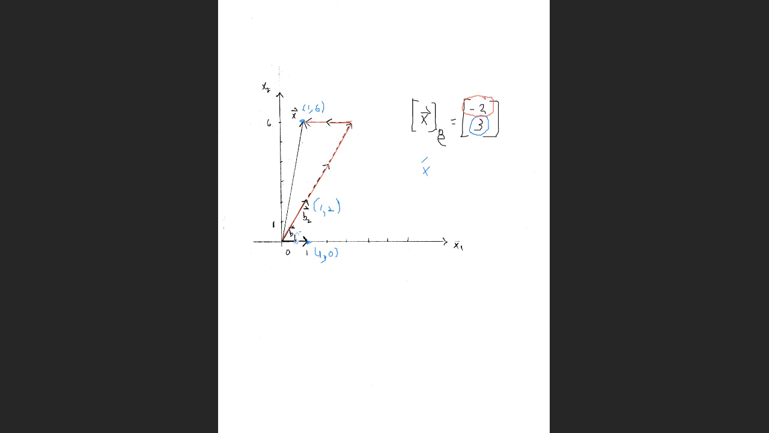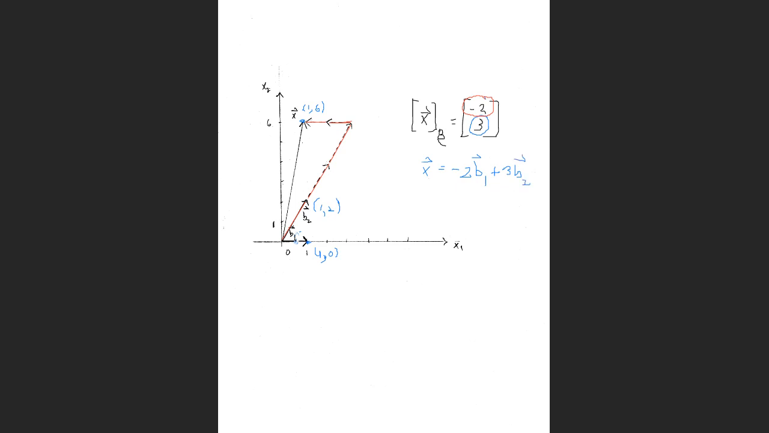So relative to this basis B here, the vector x is equal to -2 times the vector B1 plus 3 times the vector B2.